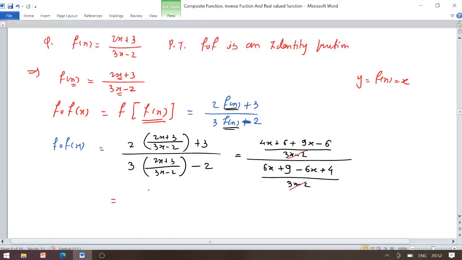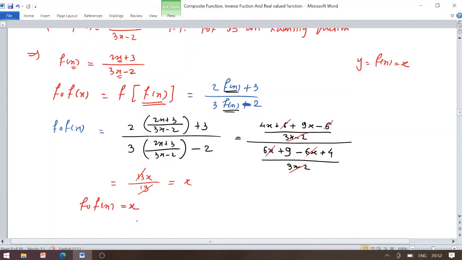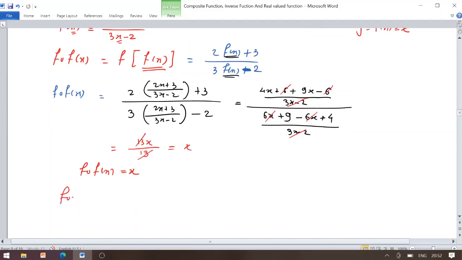4x plus 9x becomes 13x, while plus 6 minus 6 gets cancelled, while plus 6x minus 6x gets cancelled, and 9 plus 4 becomes 13. Again 13 gets cancelled. So we have f composition f of x becomes x. Therefore we can easily say that here f composition f is an identity function. Identity function.